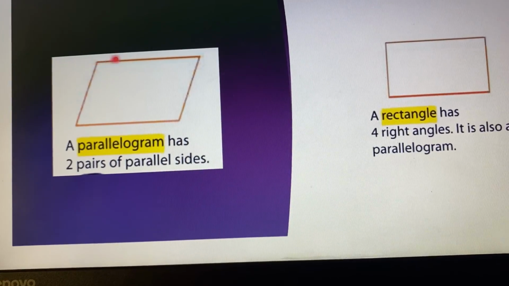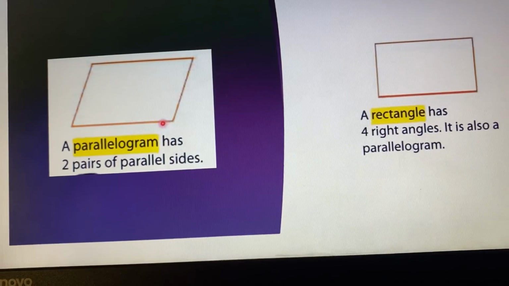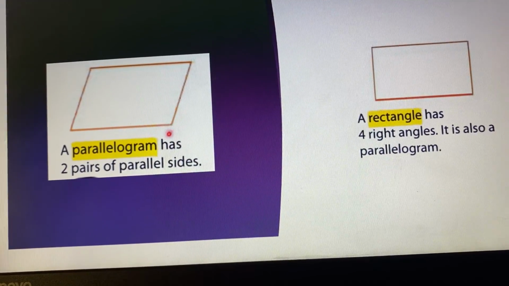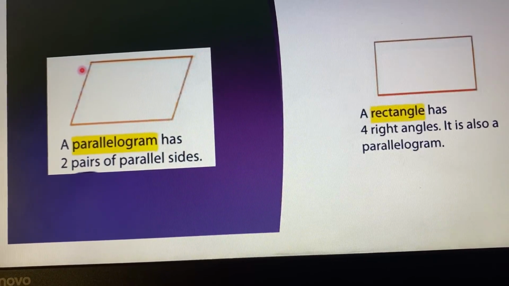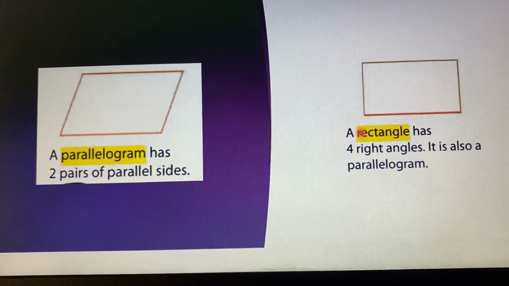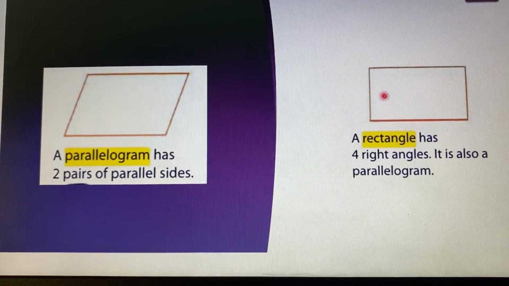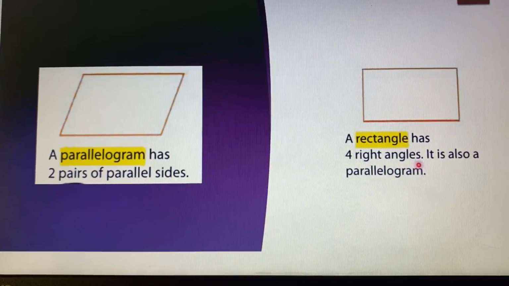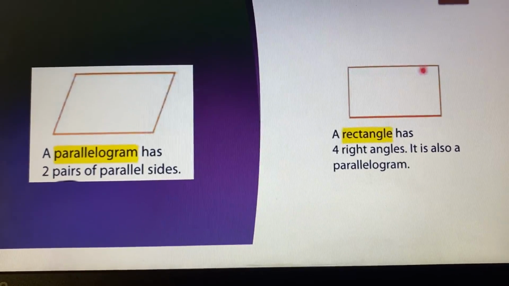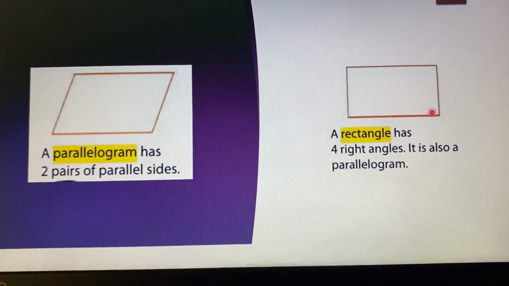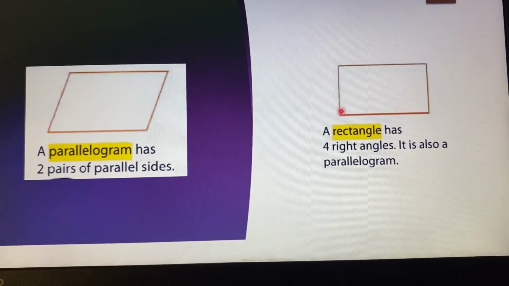Now take a look at the top and the bottom sides, each opposite side. They are parallel. And let's take a look at the right and the left sides. They are parallel too. Now, let's take a look here. As we can see, we all know that this is a rectangle. The rectangle has 4 right angles. It is also a parallelogram. Why? Look at the top and the bottom sides. They are parallel. Now, take a look at the right and the left sides. They are parallel too.